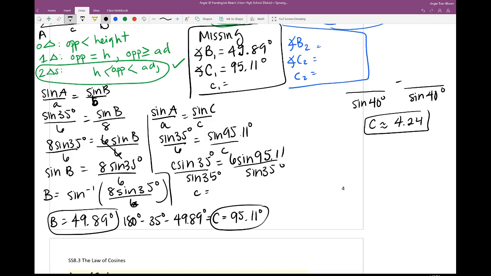Punch in my calculator. Let's see. 6 times sine of 95.11, close that, divided by sine of 35 degrees, close that. So c is 10.42 units, okay? So 10.42 units. Okay, so that's the black triangle.